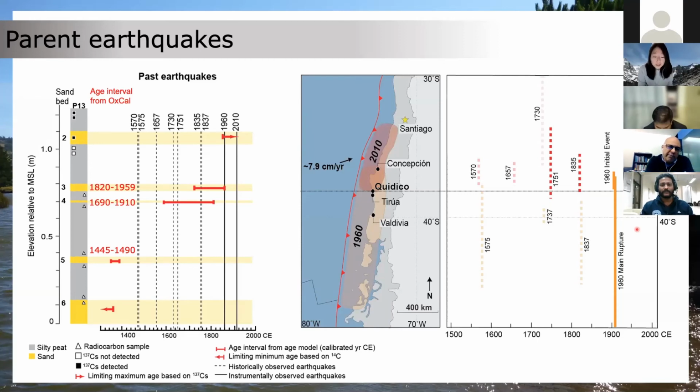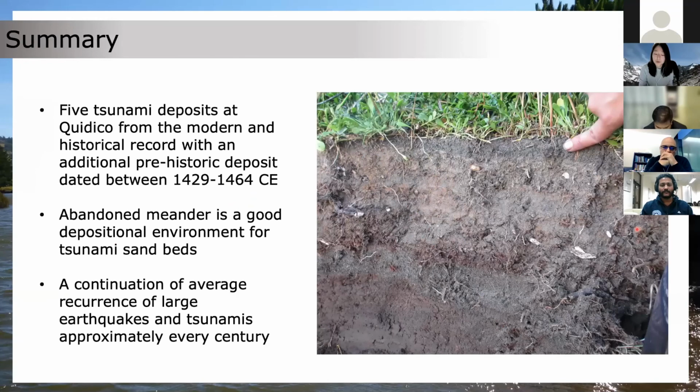And so in summary, we found 5 tsunami deposits at Quirico from the modern and historical record, with an additional prehistoric deposit dated between 1445 and 1490. Stratigraphic investigations along the abandoned meander and along riverbank exposures show that abandoned meanders can be a good depositional environment for tsunami sandbed preservation. And finally, the records we found at Quirico support an average occurrence rate of large earthquakes and tsunamis of approximately every century.